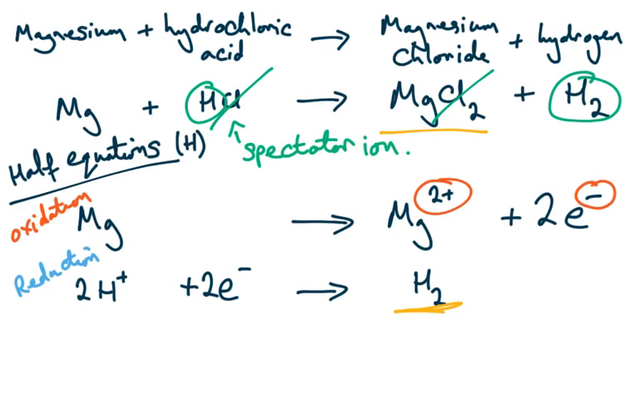This is the same type of reaction, whether we're looking at what's happening at the 2 different electrodes in electrolysis, or whether we're looking at a redox reaction. But when you're asked to write a word equation, a balanced symbol equation, or a half equation, you need to remember what type of equation they're looking for.